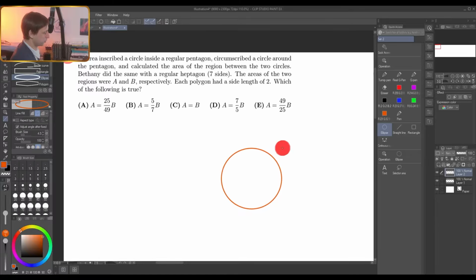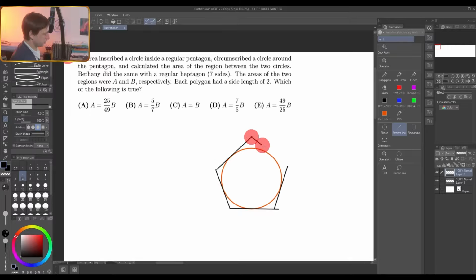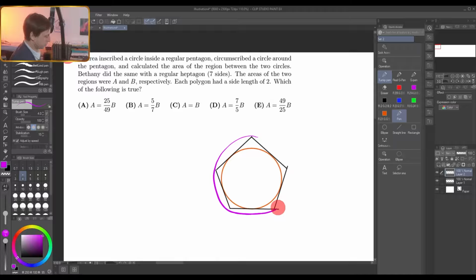So we have a circle inscribed in a pentagon. So let's draw a pentagon, and it should be regular, and we have an inscribed circle like this, and also we have a circumscribed circle, and we calculate the area of the region between two circles. So let me just mark here the circumscribed circle. Maybe it will not be a perfect one, but just something. So it is a circumscribed circle around this pentagon, so it passes through the vertices, and we calculate the area between two circles, basically the area of this ring.